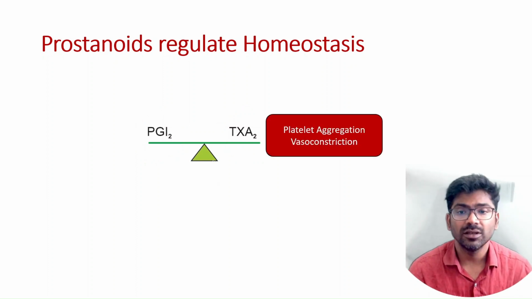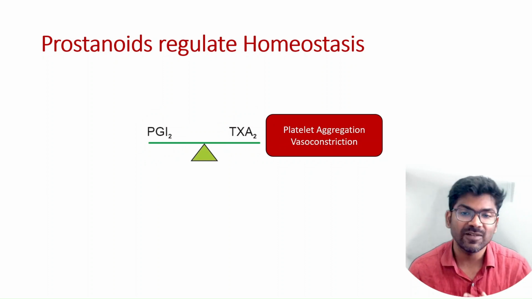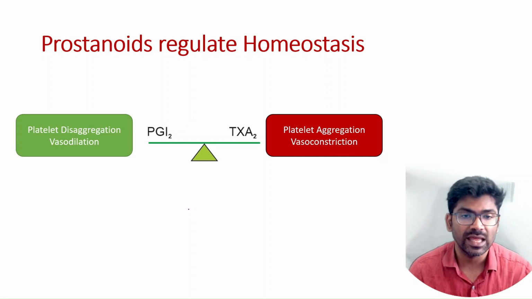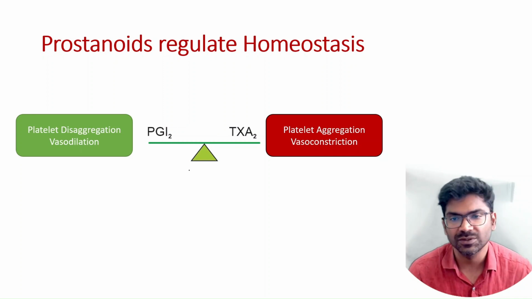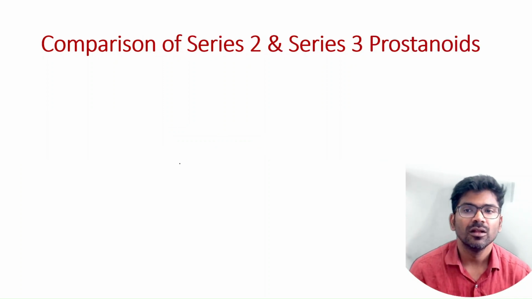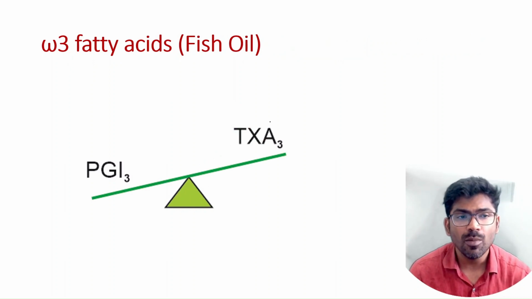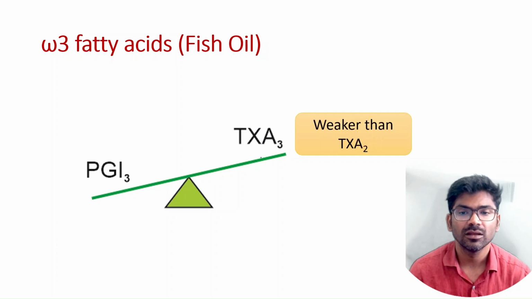Thromboxane A2 causes platelet aggregation and vasoconstriction, whereas PGI2 causes platelet disaggregation and vasodilation. So normally, there is an equilibrium maintained. There is a balance, homeostasis is maintained during hemostasis, right? Let's compare the effects of series 2 and series 3 prostanoids. If you look at this, see this. Thromboxane A3 is weaker than thromboxane A2.